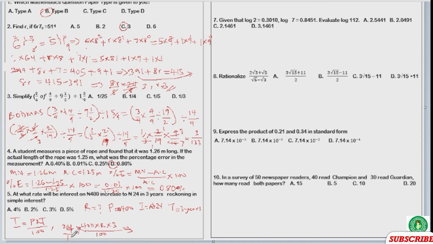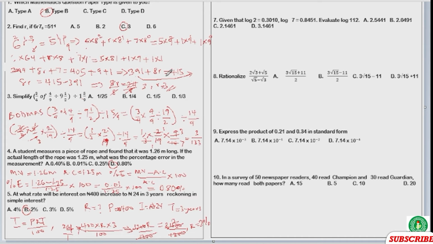Now cross multiply: 1 times 100 times R times 3 is going to give 1,200 R, which is equal to 24 times 100, giving you 2,400. By dividing both sides by 1,200, 2,400 divided by 1,200 is 2. So your R here is 2%. So 2%, that's portion B, as you can see, 2% here.